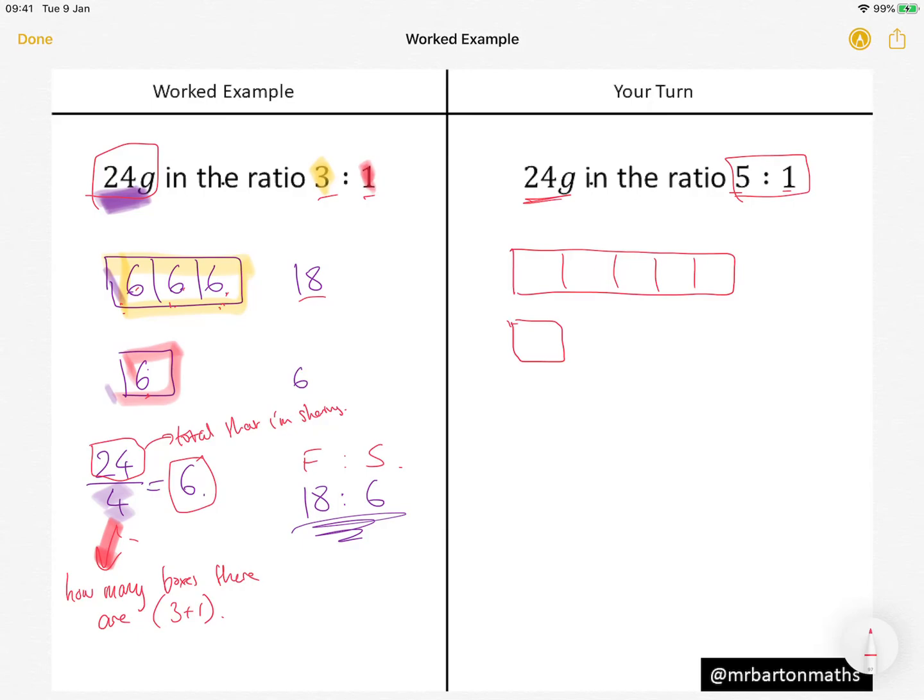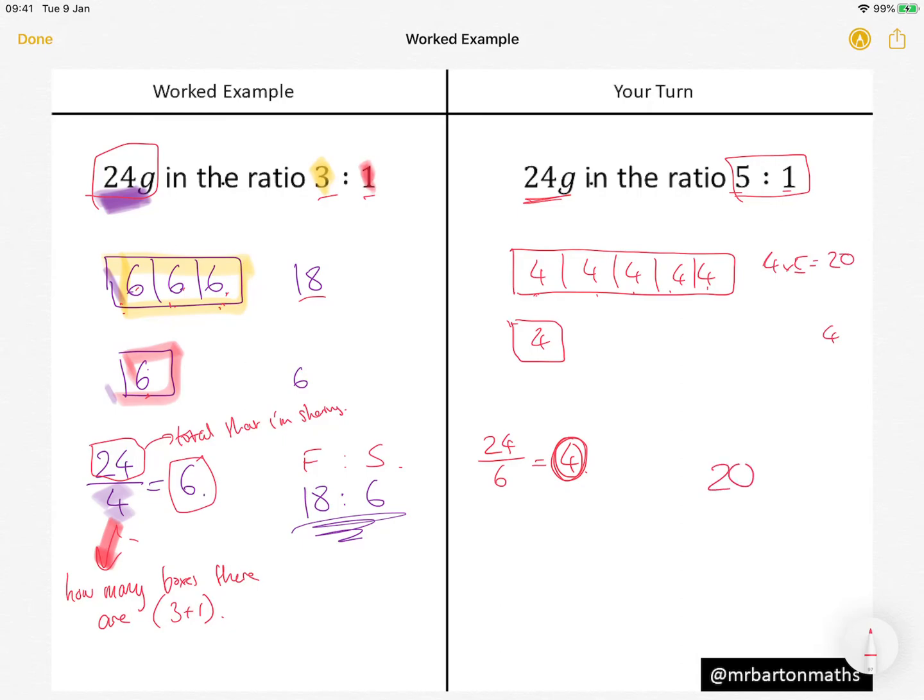And I need to share out 24. So I'm going to do 24 over 6 this time, which is 4. That tells me that each box is worth 4. So I can fill in 4, 4, 4, 4, 4, and 4. So how many 4s are there now? There's 1, 2, 3, 4, 5. So to work out that, I can do 4 times 5, which is 20. And then there's 1 lot of 4 there, so it's 4.